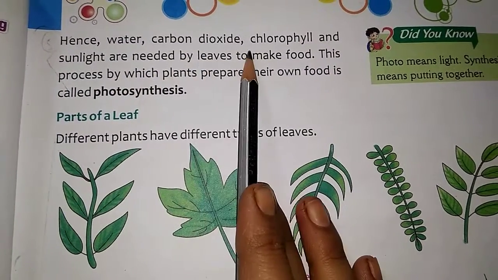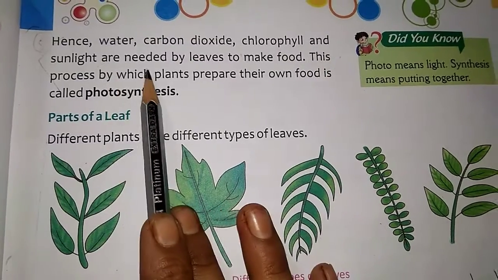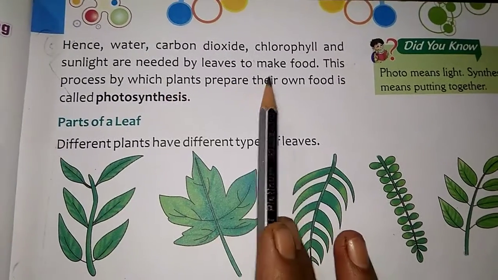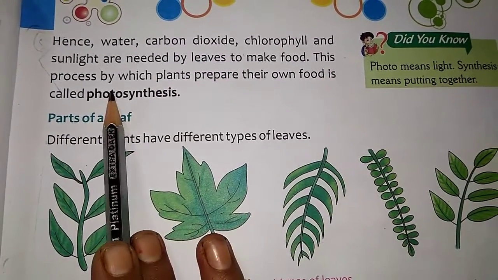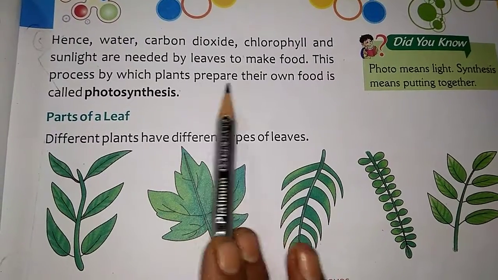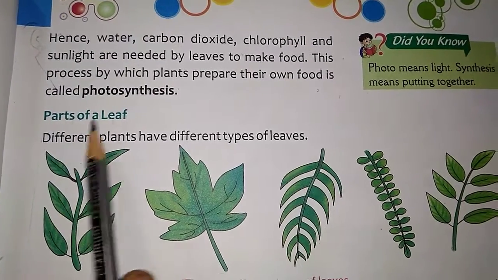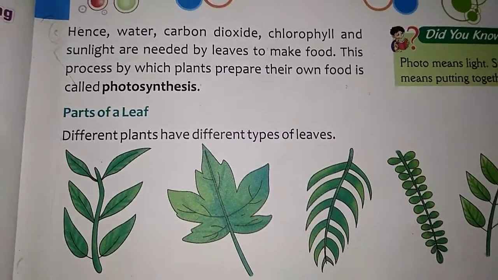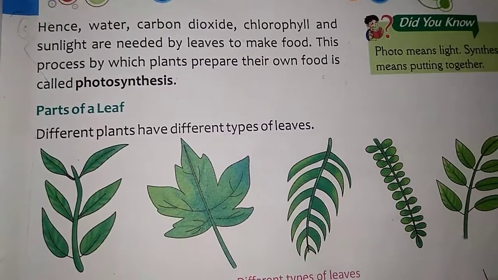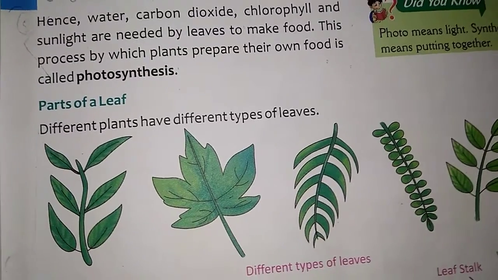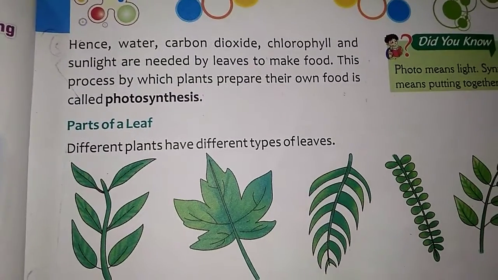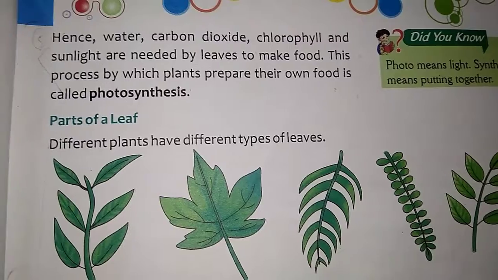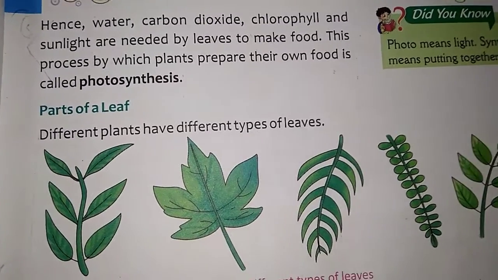Hence, water, carbon dioxide, chlorophyll and sunlight are needed by the leaves to make food. This process by which plants prepare their own food is called photosynthesis. Now photosynthesis, just now I explained. Photosynthesis means what? Plants will prepare their own food by using water, carbon dioxide, chlorophyll and sunlight.